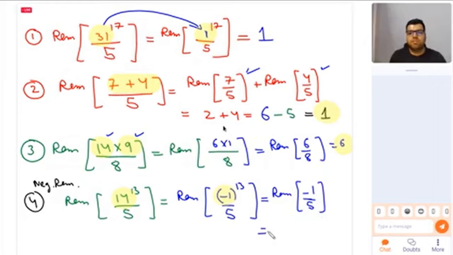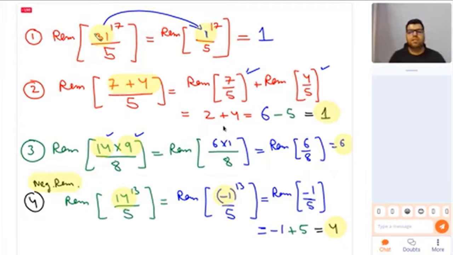So remainder is -1. But since we have to make the value of remainder with 5 always between 0 and 5, I will add 5 over here. So -1 plus 5 will become 4. This is equal to 4. So the answer to this question is 4. What I did, I used negative remainders, the concept I explained yesterday.